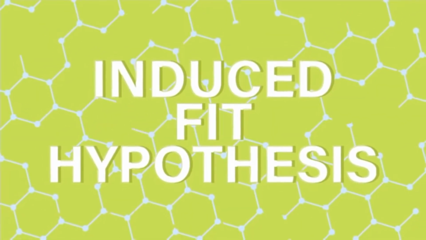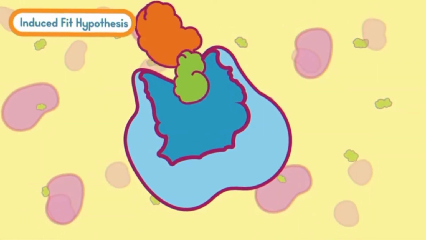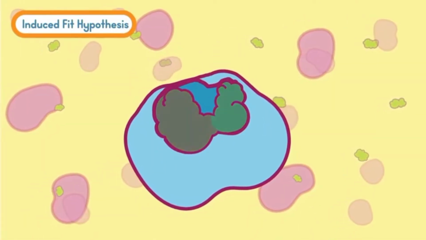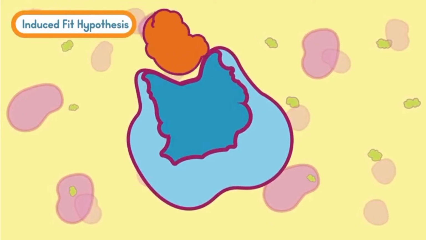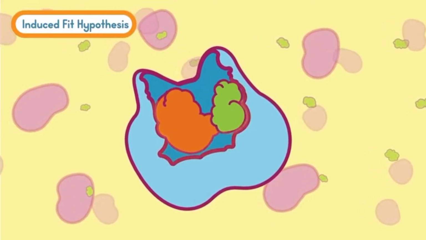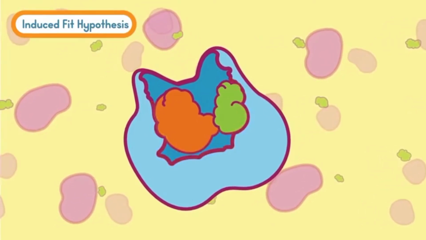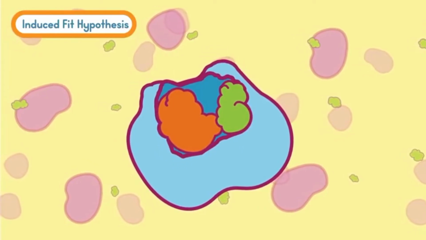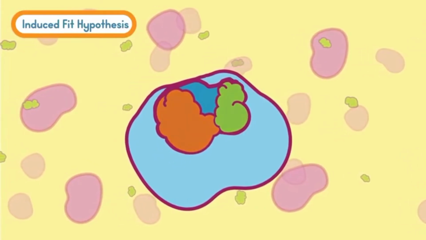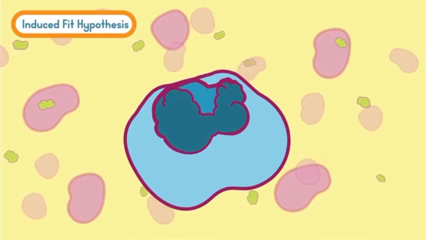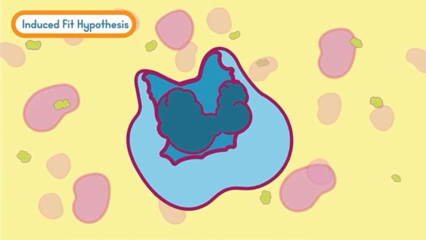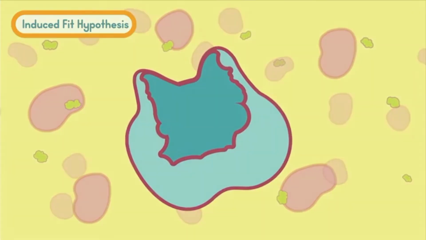Induced fit hypothesis. In this model, the enzyme, upon binding of the substrate, changes shape. The matching between an enzyme's active site and the substrate isn't just like two puzzle pieces fitting together. Rather, the enzyme changes shape and binds to its substrate even more tightly. This fine-tuning of the enzyme to fit the substrate is called induced fit.